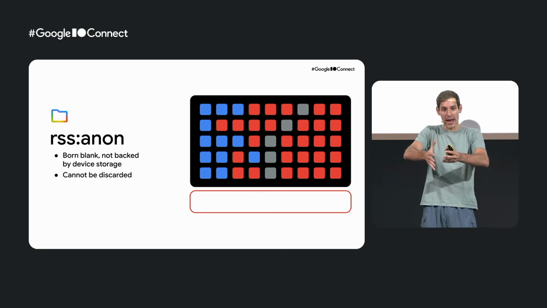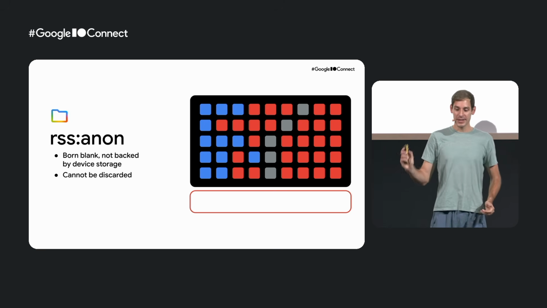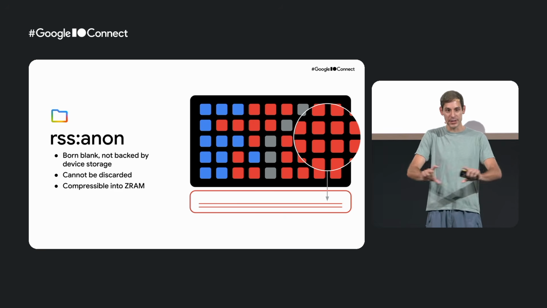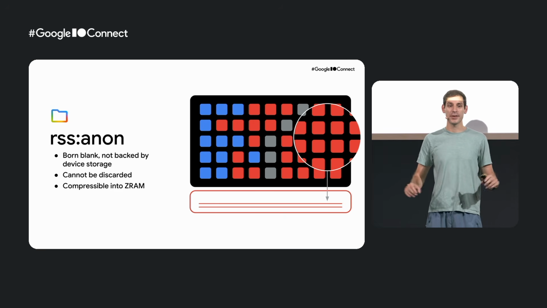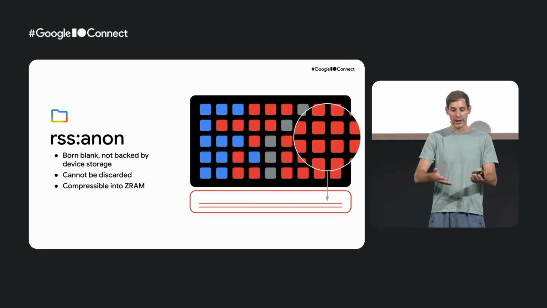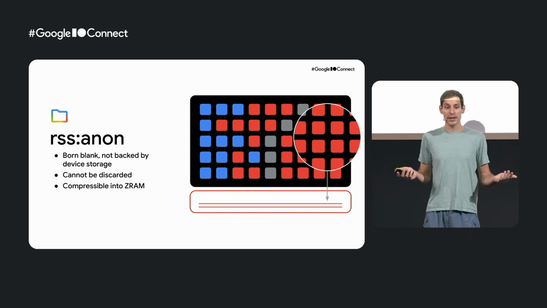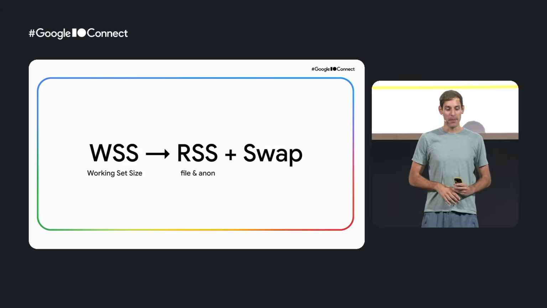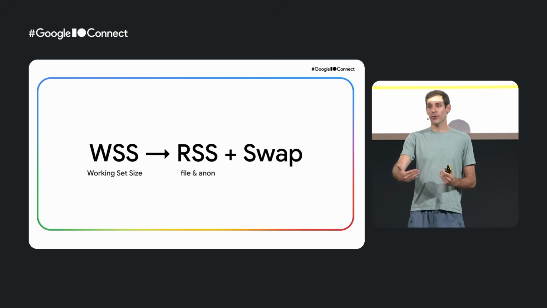And anonymous pages, similar to dirty file-backed pages, the kernel cannot evict very easily. What it can do, if it becomes under memory pressure, is compress them and move them into ZRAM. ZRAM is the swap space on Android, a partition in the RAM that is used exactly for this purpose, to copy over some inactive pages. Anonymous pages are essentially up to your app to manage. And what does this look like from a user perspective?